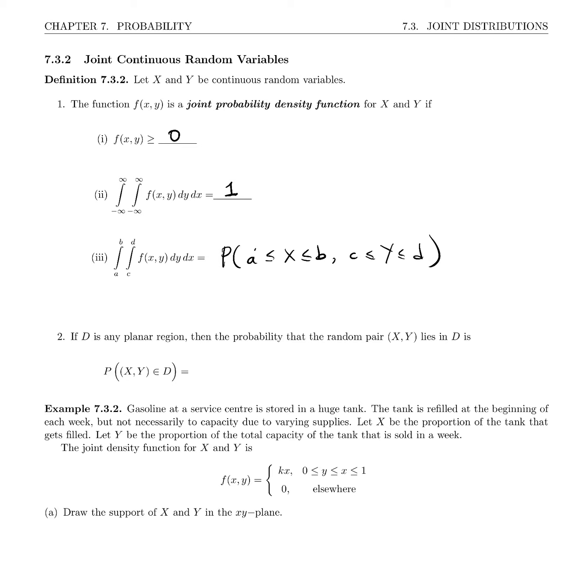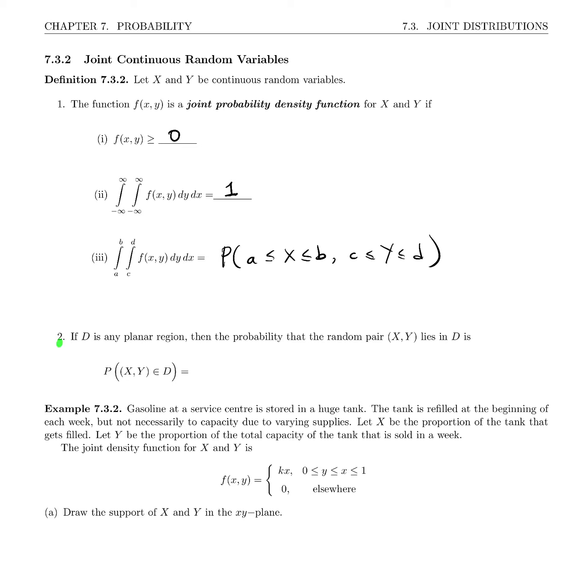Now, we should remind ourselves that these are continuous variables, and so whether we write less than or equal to, it actually doesn't make a difference because the probability at a single endpoint is 0. And that's the same for functions of two variables. If we're talking about a single point, the probability at a single point x, y is still 0.